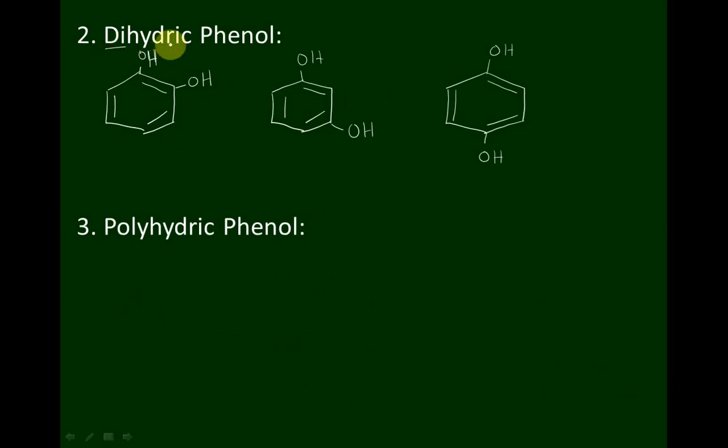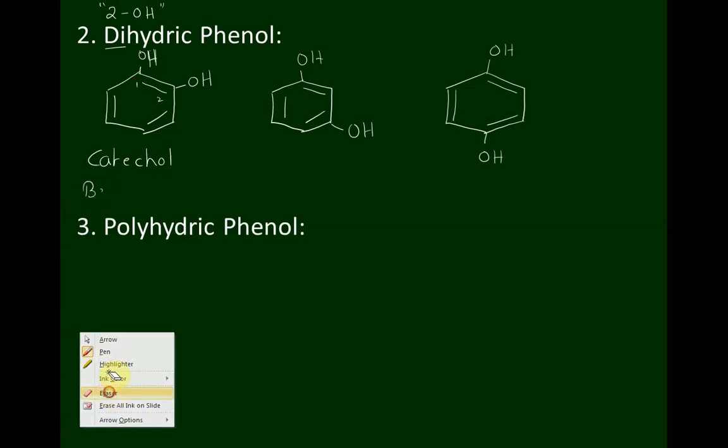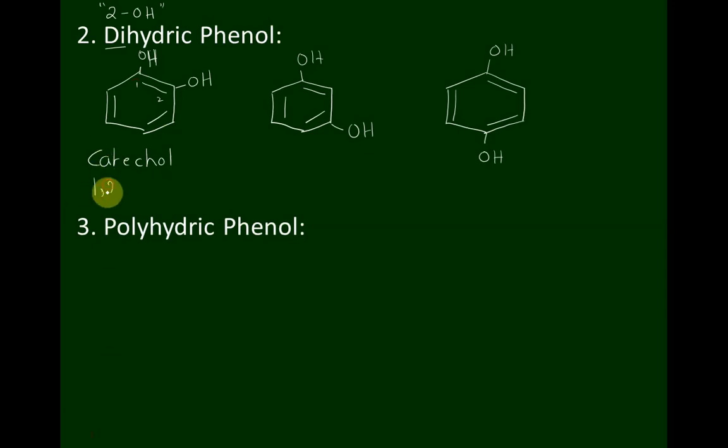Next, dihydric phenols. Di means two. If two OH groups are bonded to the sp2 carbon atoms of the benzene ring, they are called dihydric phenols. If these two are bonded to adjacent carbon atoms, then it is considered catechol. IUPAC name 1, 2 dihydroxybenzene. 1, 2 dihydroxybenzene.